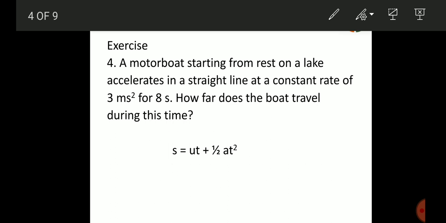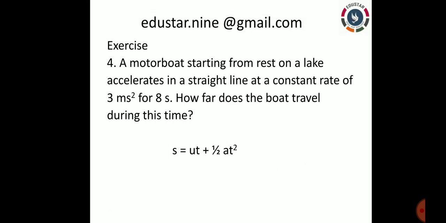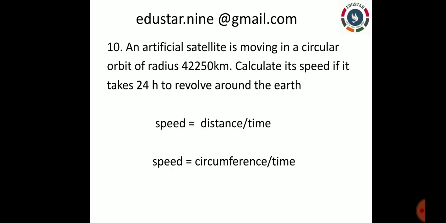So now there is only one possibility, to use the second equation to solve the problem. s is equal to ut plus half at square. By using this formula, substitute all the given data and you will get the answer. So you should write the SI unit for that answer in meter, because you are finding out the distance. I hope you understood how to solve this problem. Okay, now let us see the next problem.